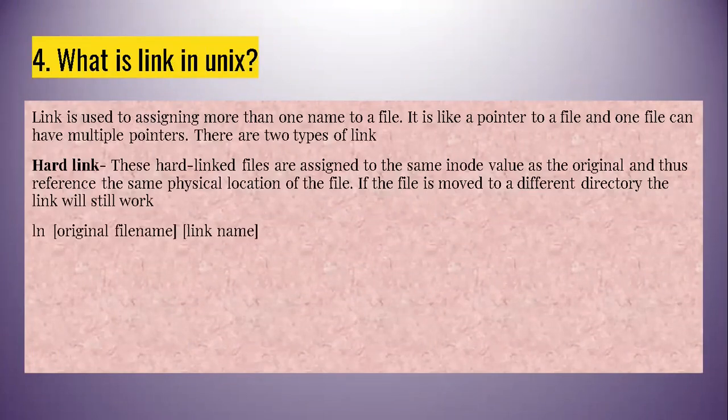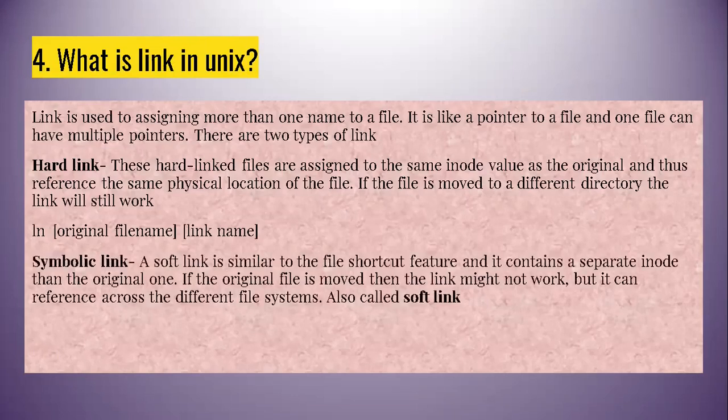The syntax is ln, followed by the original file name and the link name. A symbolic link is also called a soft link. It is similar to the file shortcut feature. It contains a separate inode from the original one. If the original file is moved, the link might not work. It can reference across different file systems. The syntax is ln -s. The s is added for soft link, so remember this one.